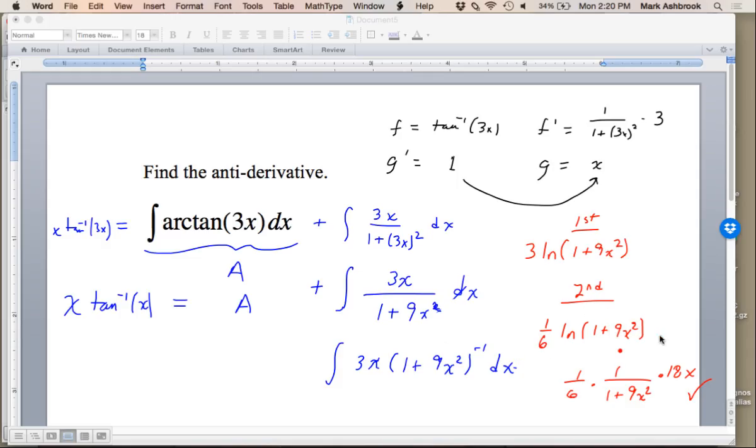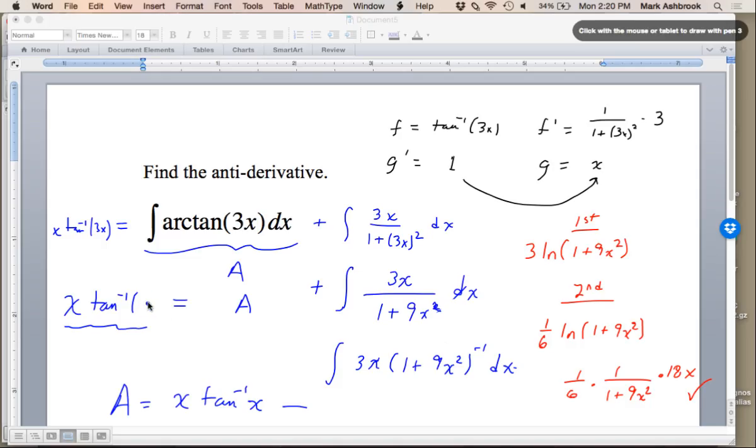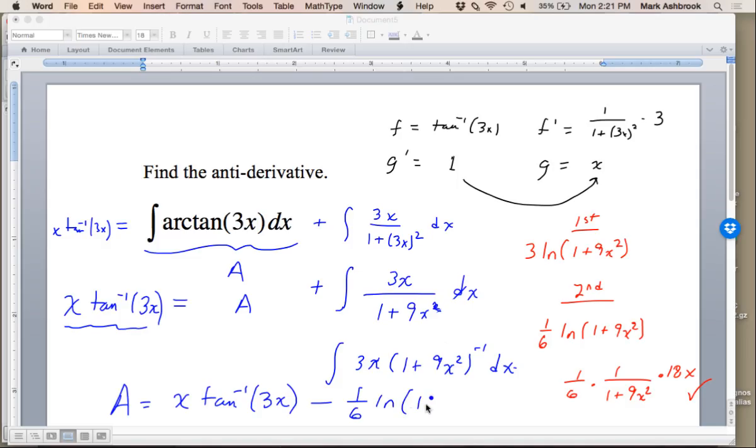So we got the right antiderivative. And now we're ready to write what A is. What is A? A is this thing minus our answer to this integral. So it's going to be arctangent 3x. Sorry, I lost the 3x in this line right here. Thank you. So arctangent 3x minus our answer to this integral, which was 1/6 natural log of 1 plus 9x squared plus C.